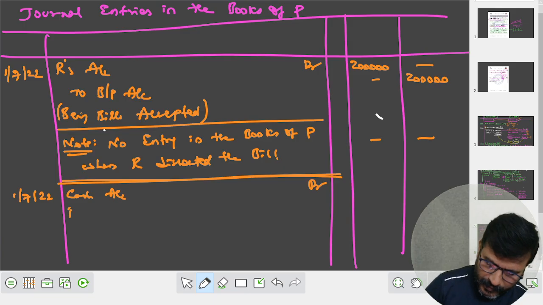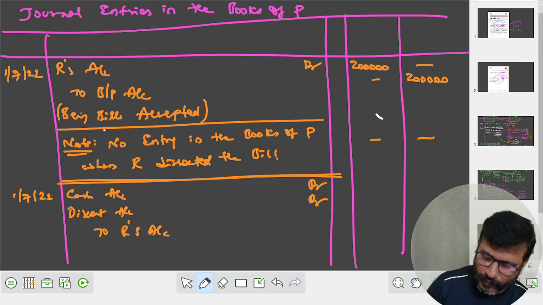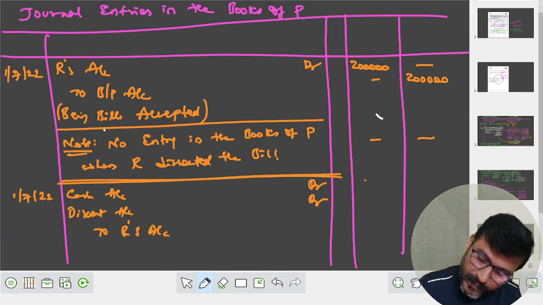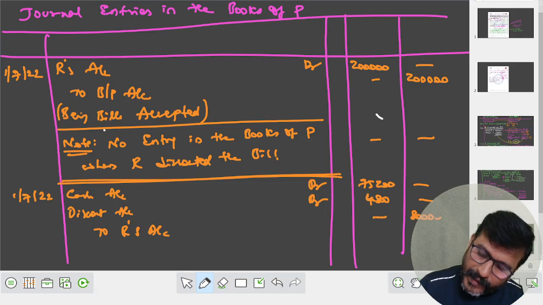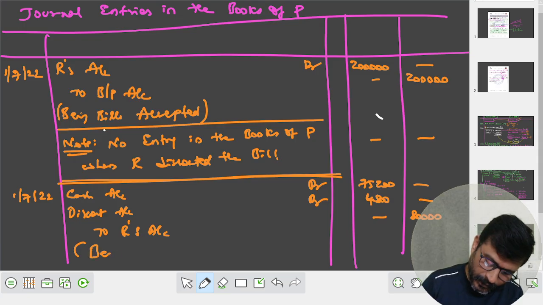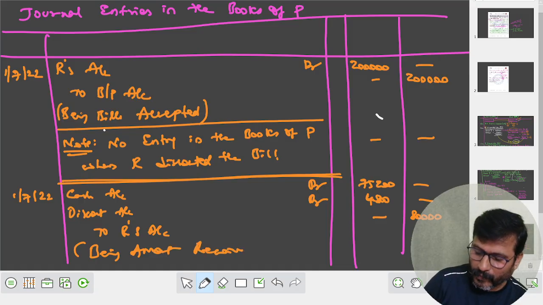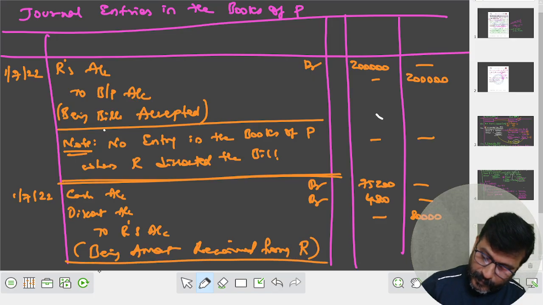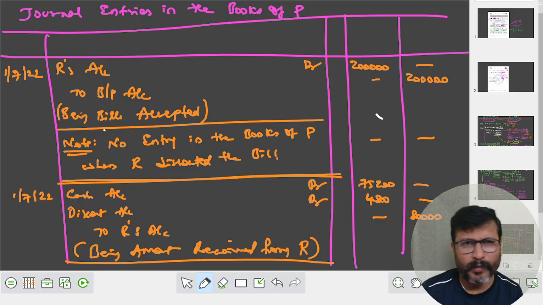Cash account debit, discount account debit to R's account. See how much cash is received? 75,200. Discount 4,800. Dash 80,000. Being amount received from R. Did you understand? Amount received from R.